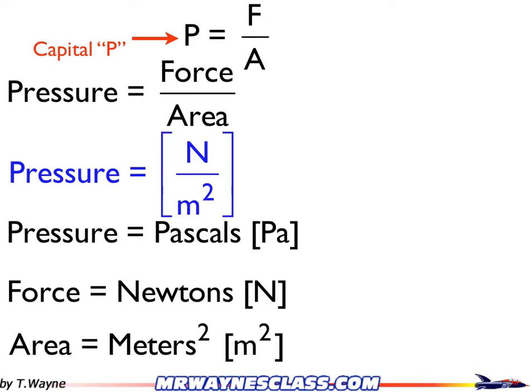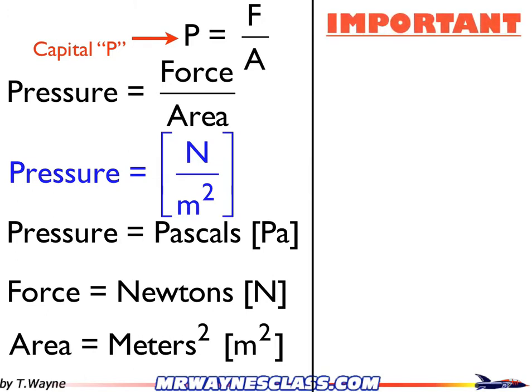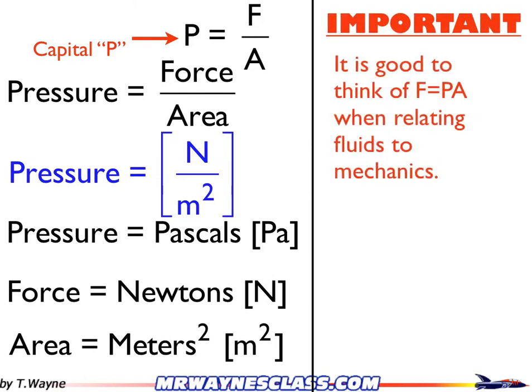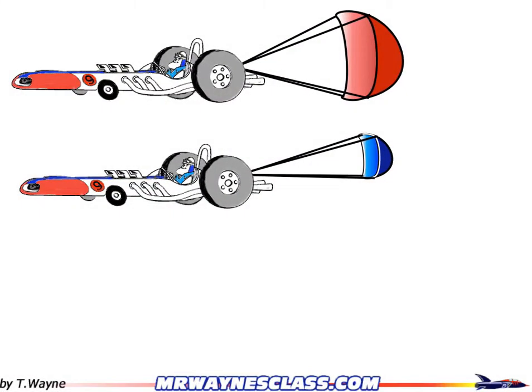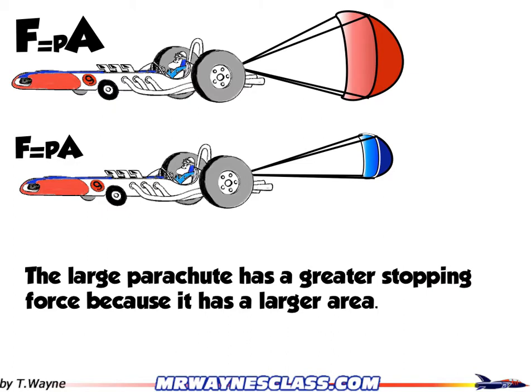So pressure is force over area, but it's really good to think about force as pressure times area, just rearranging the math a little bit. As an example, conceptually, I've got a dragster and two parachutes, the red chute and the blue chute, red one being bigger. So the red one is going to feel a large force because it has a large area. Now the blue one, if it has the same pressure on it, is going to feel a smaller force because it has a smaller area. So it's just a direct proportionality, easy to look at. The larger parachute has a greater stopping force just because it has greater area, assuming the pressures are the same when we compare the two.